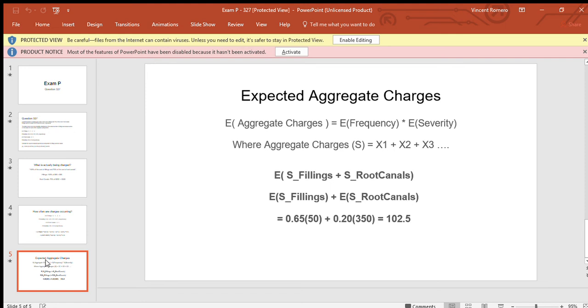We have to go back and remember that the expected value of two random variables is just the expected value of one random variable plus the expected value of the other. And since we're putting together our frequency and our severity for fillings and root canals, you can see that we have 0.65 times 50, the probability times the charge, plus the probability times the charge, to give us a final value of 102.5.